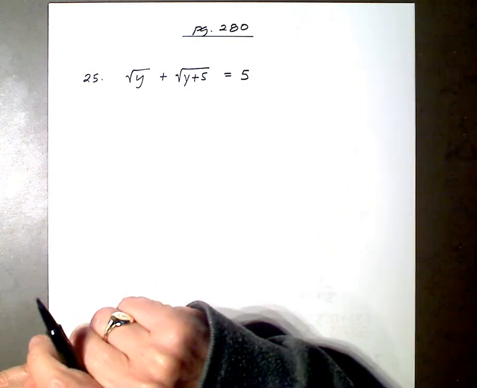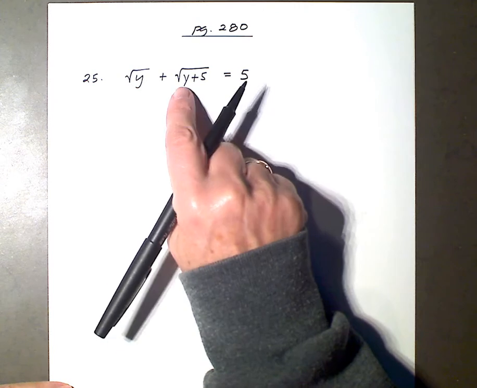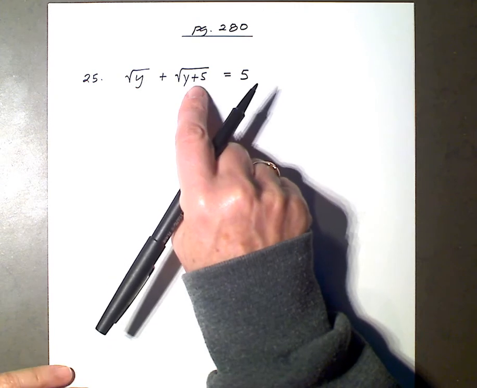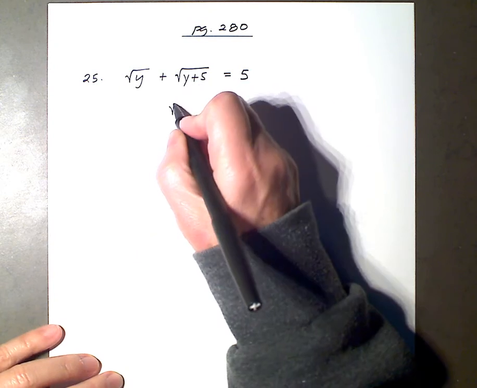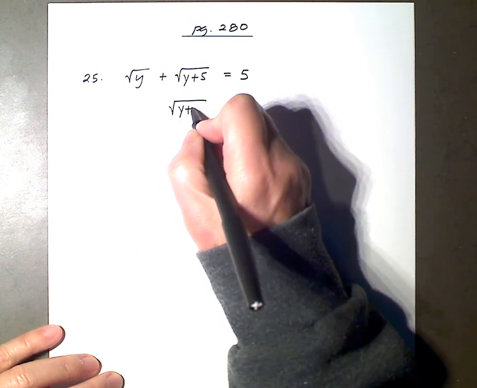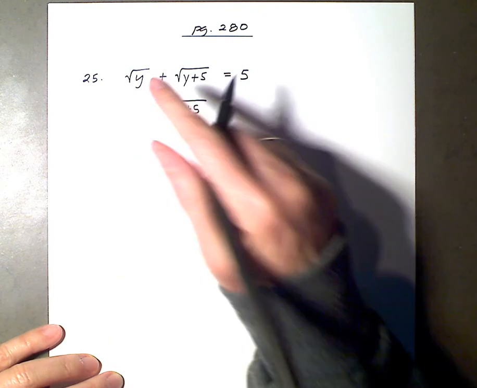So I pick one to isolate first, and I decided to take this one because I always go for the more complex one first. So I'm going to leave that on the left, and I'm going to subtract the square root of y from both sides.